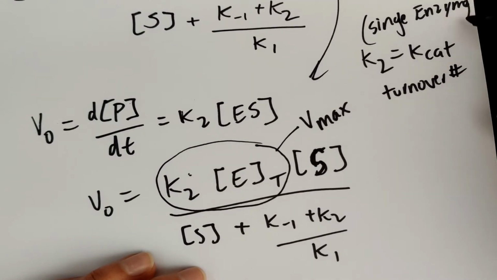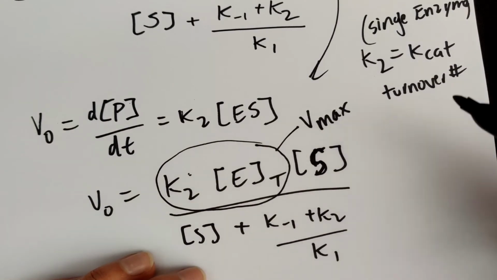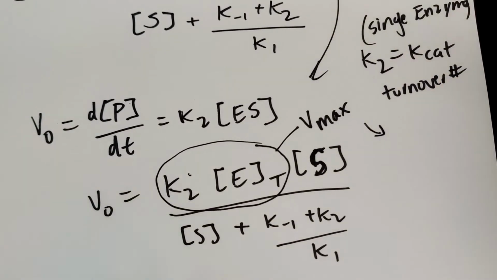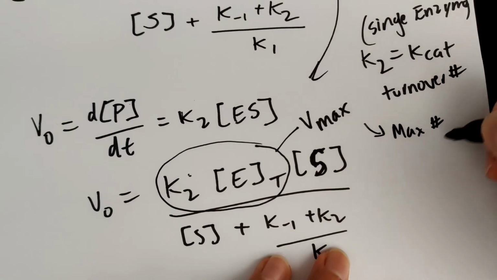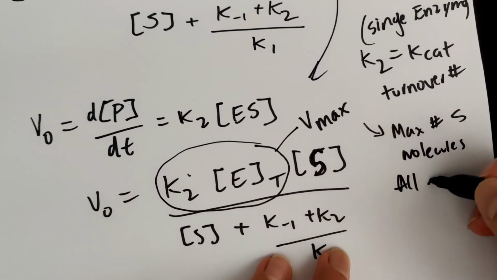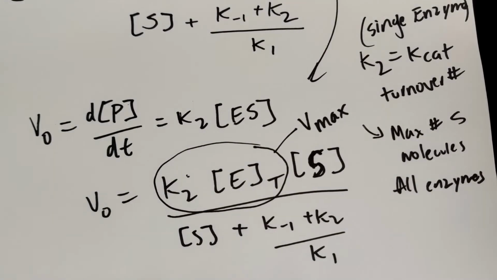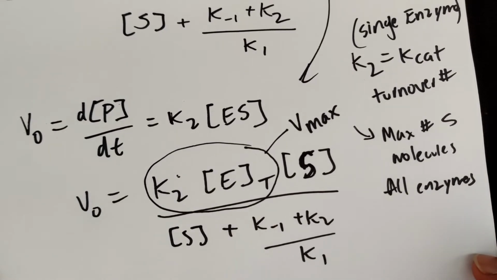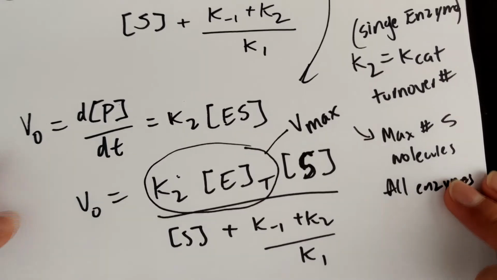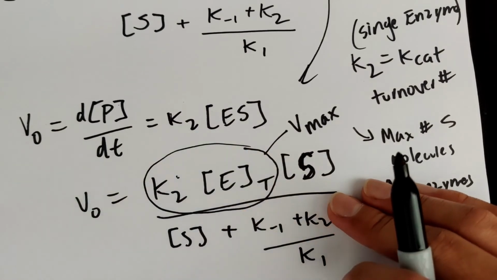Now, if we consider this in reference to the total enzyme concentration that we have, what we're looking at overall is Vmax, which then is the maximum number of S molecules that all enzymes can convert into product per unit time. So this is when all the enzymes are fully saturated with substrate. Okay, so that's Vmax, which is K2 times total enzyme concentration.